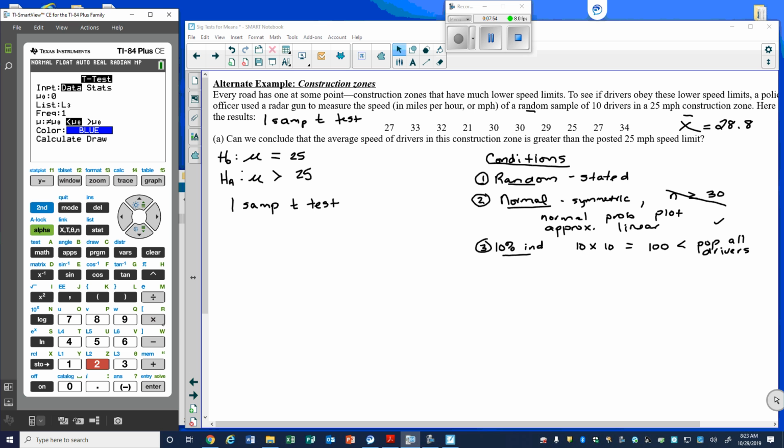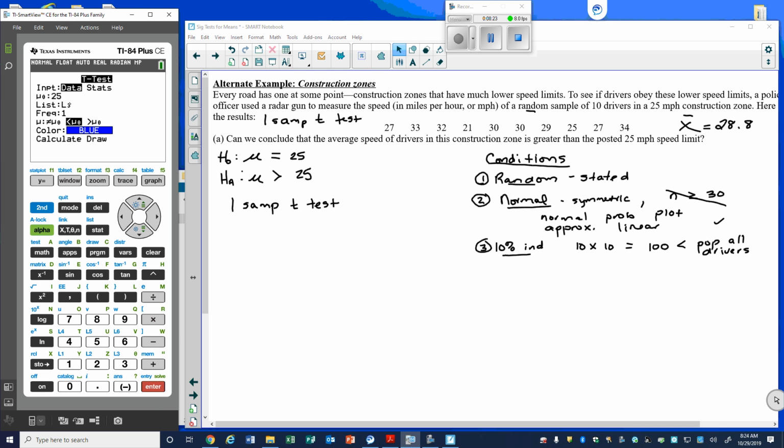And the first thing it's going to ask you is, do you have data or do you have stats? We have a list of data. We did not compute all of the statistics on that already. So I'm just going to use the data and hit enter. And the first thing it's going to ask you for after you hit enter is the mu naught, the mu sub 0, which is your null hypothesis. We were assuming from the very beginning that this was equal to 25.